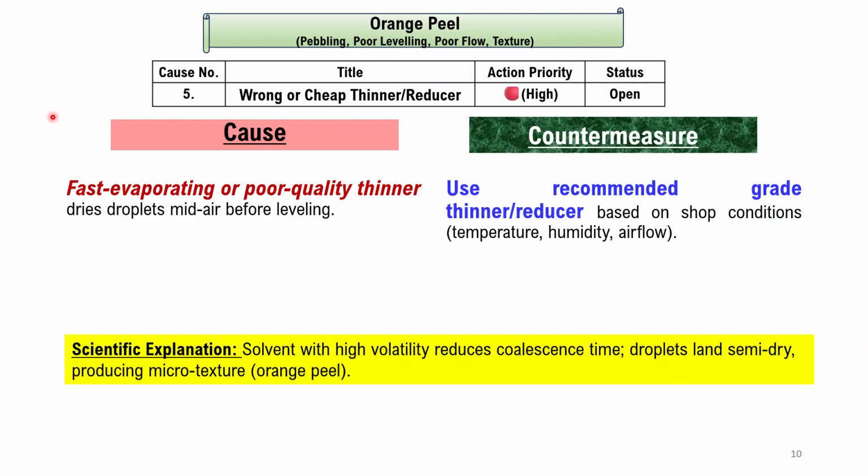The fifth probable cause could be strong or cheap thinners or reducers. That is, fast evaporating or poor quality thinner dries droplets mid-air before leveling. It can be explained as solvent with high volatility reduces coalescence time, droplets land semi-dry, producing micro texture which can be called orange peel. Therefore, use recommended grade thinner or reducer based on shop conditions, that is temperature, humidity, and airflow.